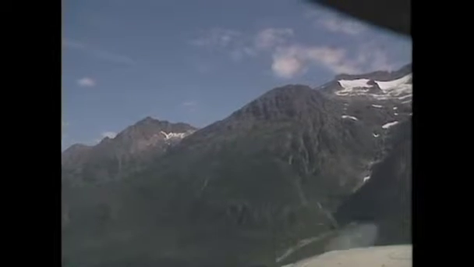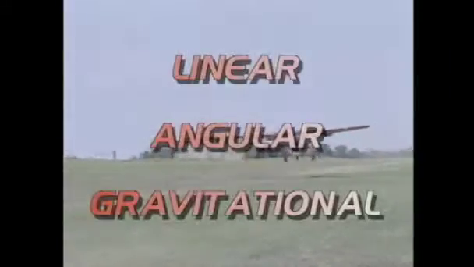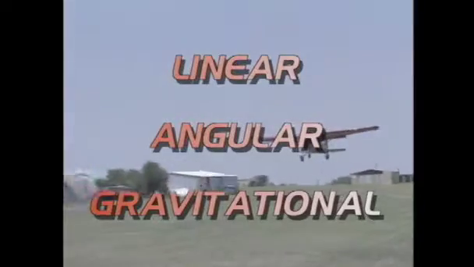Visual references provide the dominant sensory information to maintain spatial orientation. This is especially true when your body and/or environment are in motion. Changes in linear, angular, or gravitational acceleration are detected by the vestibular system. Information gathered is mentally compared to the visual information being received.